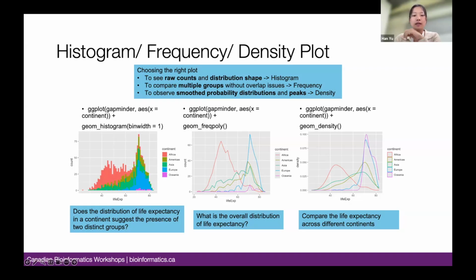The first research question is trying to identify the peaks of the distribution. So we can match it with the density plot, because it asks, does the distribution of life expectancy in a continent suggest the presence of distinct groups?